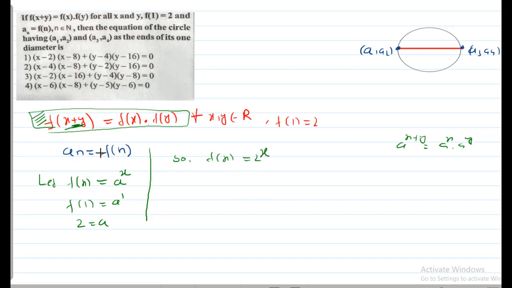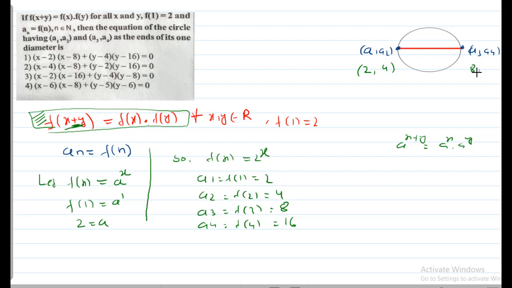a suffix n means f of n only, no? So what is the meaning of that? a1 means f of 1, and f of 1 means 2 only. a2 is equal to f of 2, and f of 2 means 2 power 2, 4. Next a3 is equal to f of 3, 2 power 3, 8. Next a4, f of 4, 2 power 4, 16. So a1 to a4 we have 2, 4 and 8, 16. These are the extremities of the diameter.